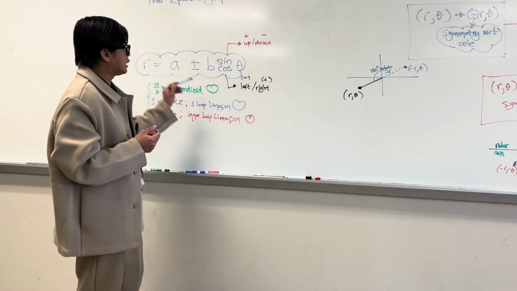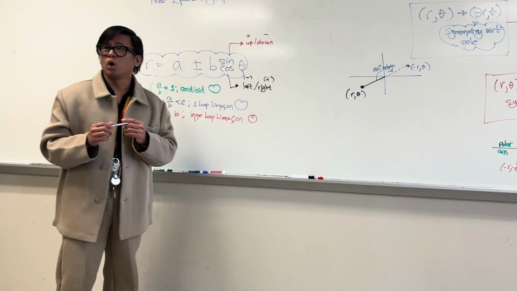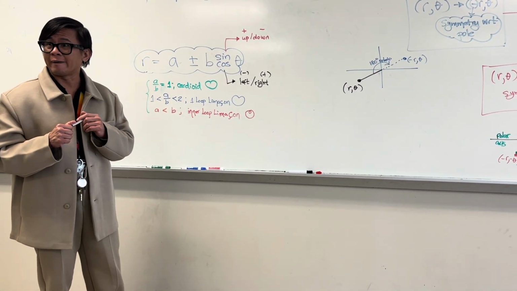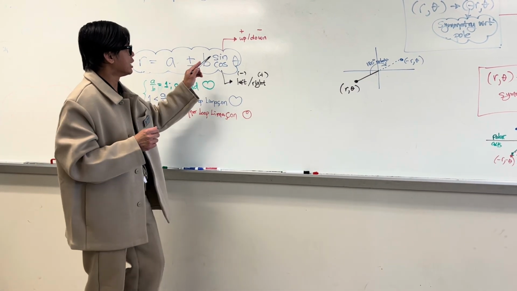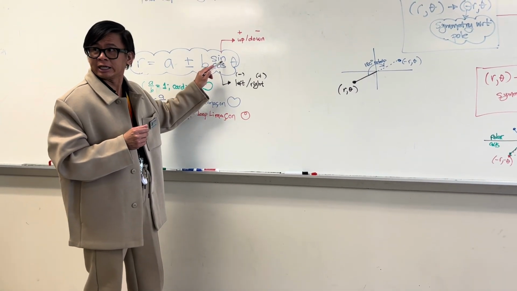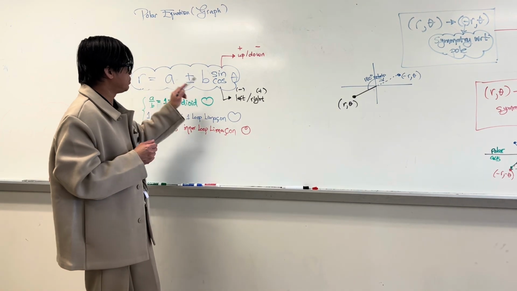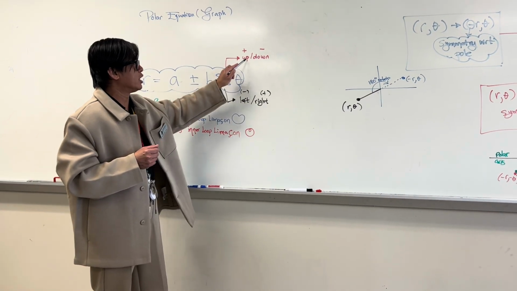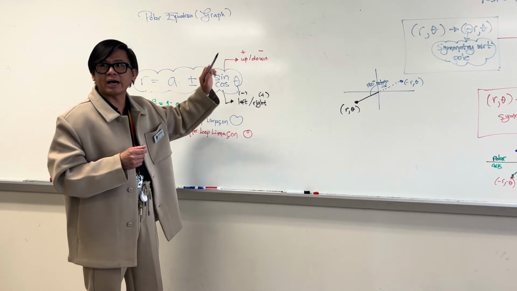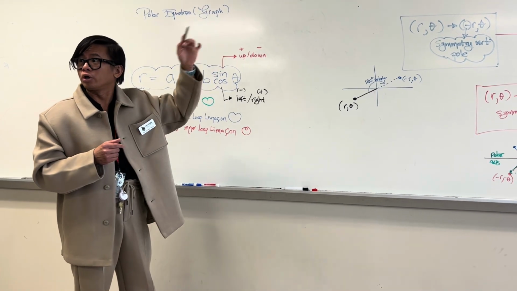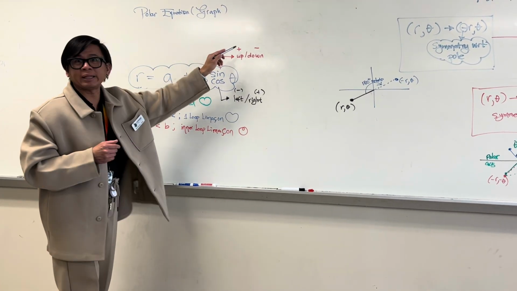Also, as you may notice, it will also tell you what orientation it will be. So here it is. If it's a sine, if it's a plus b or a minus b sine theta, then we assume it to be either going up or going down, depending on the sign.